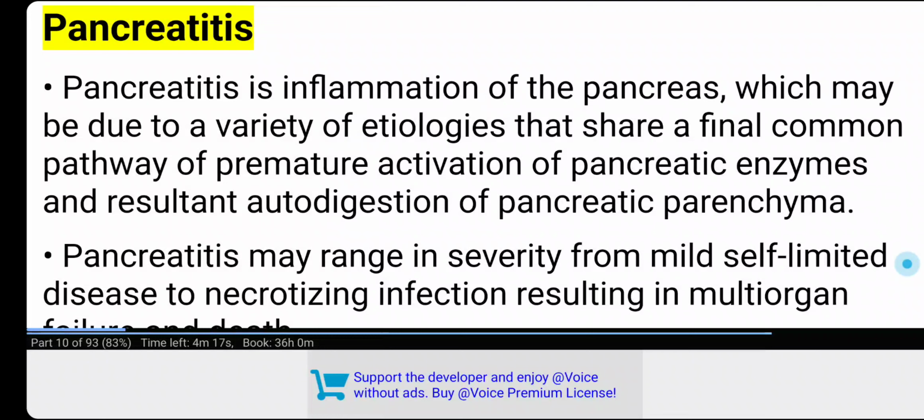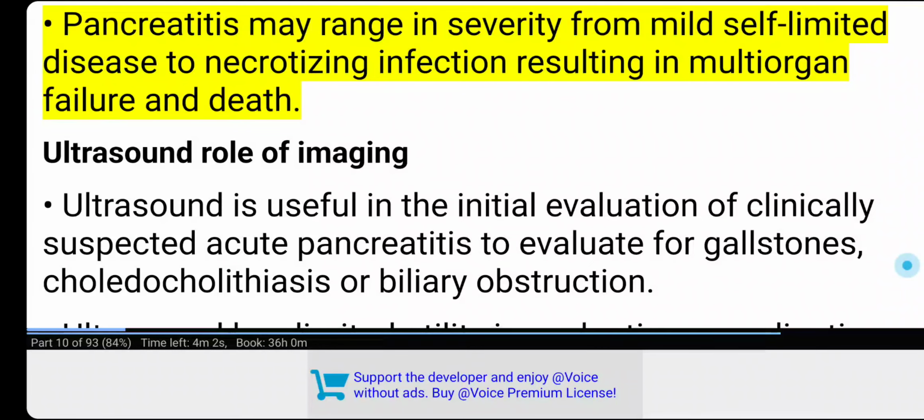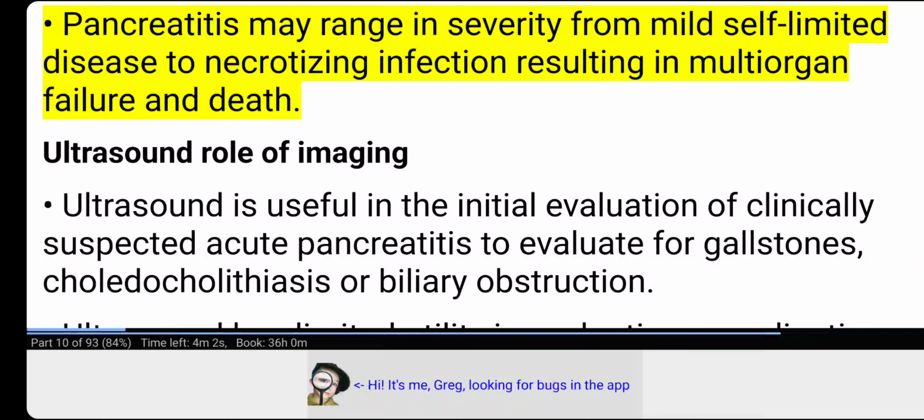Pancreatitis. Pancreatitis is inflammation of the pancreas, which may be due to a variety of etiologies that share a final common pathway of premature activation of pancreatic enzymes and resultant autodigestion of pancreatic parenchyma. Pancreatitis may range in severity from mild self-limited disease to necrotizing infection resulting in multi-organ failure and death.